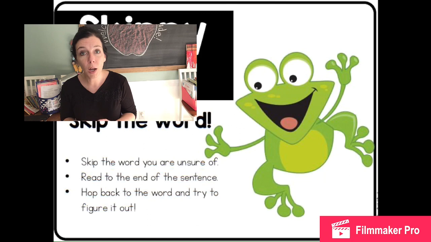So if you get stuck on a word while you're reading, don't forget to use that Skippy Frog strategy where you skip the word, read the rest of the sentence, and then go back and read that sentence again and see if you can figure out what would make sense in that sentence. All right, let's talk about the next one.